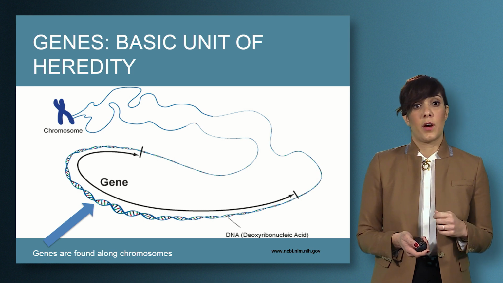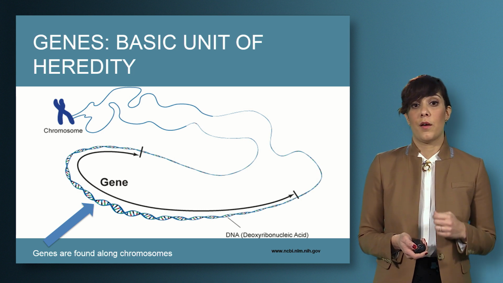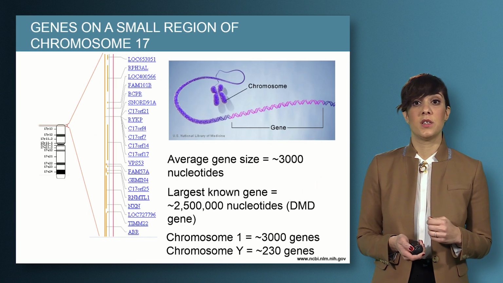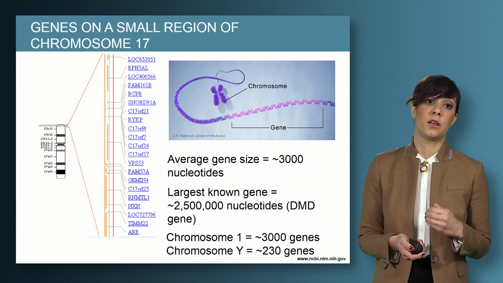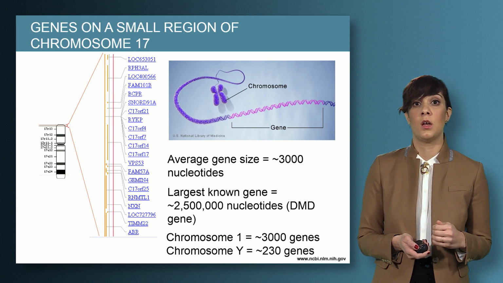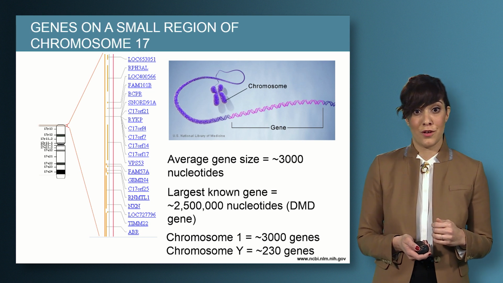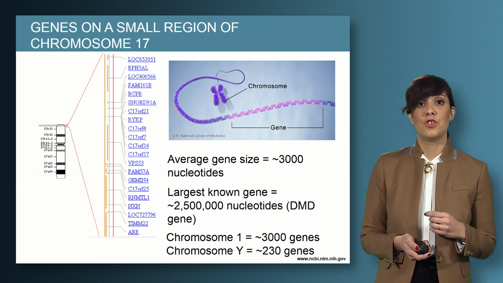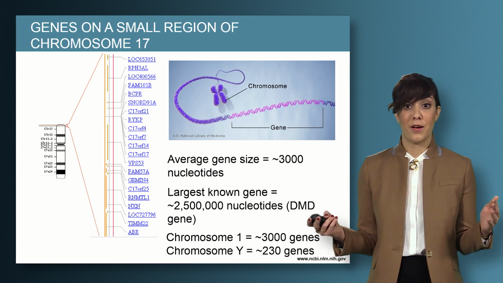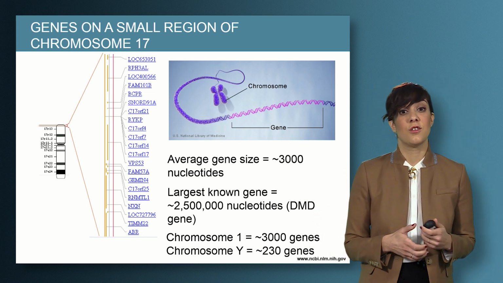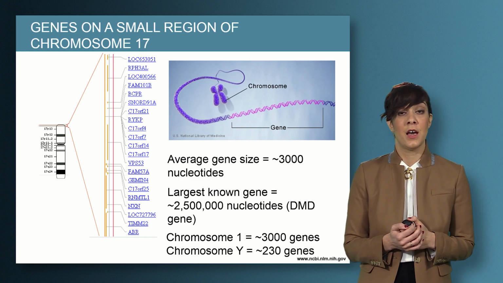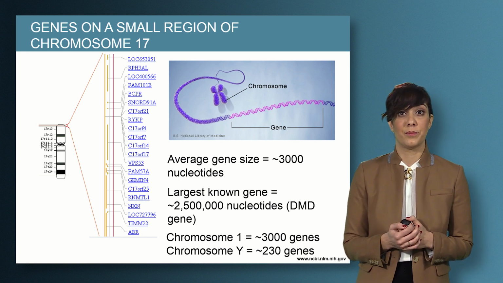Let's talk about genes very briefly. It is the basic unit of heredity. Genes are found along chromosomes in a really predictable order and on predictable chromosomes, and they are in the same order, in the same location, on the same chromosomes in every human. The average gene size is about 3,000 nucleotides, but you have a wide variation between genes, where the largest known gene is a whopping 2.5 million nucleotides long, and that's the gene for Duchenne muscular dystrophy.